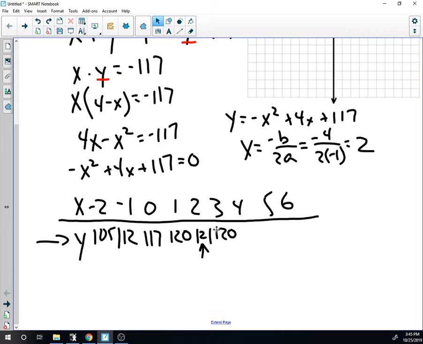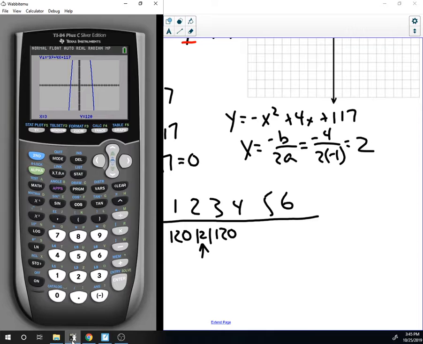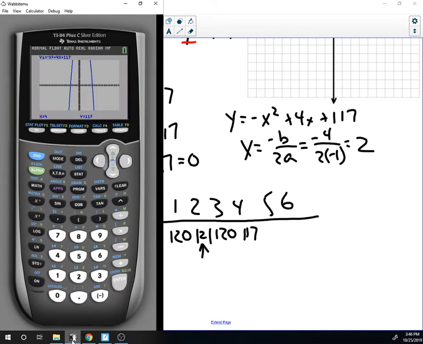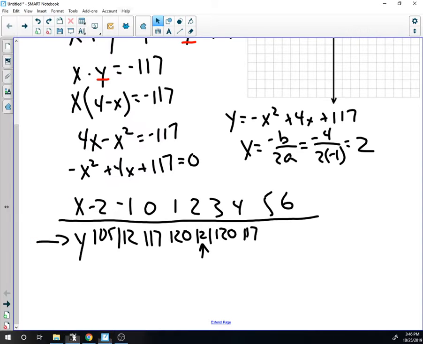At 4, I should get 117. I want 4. Please give me 4. I get 117. At 5, this is really no fun. At 5, I get 112. This doesn't do me any good.